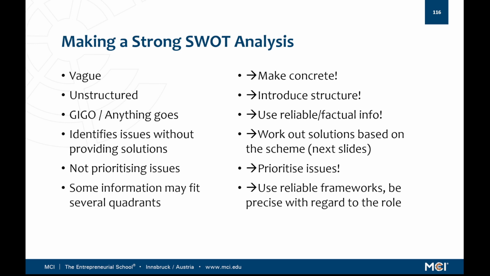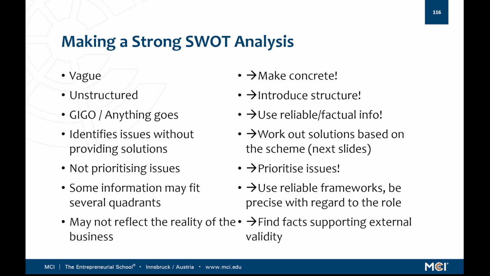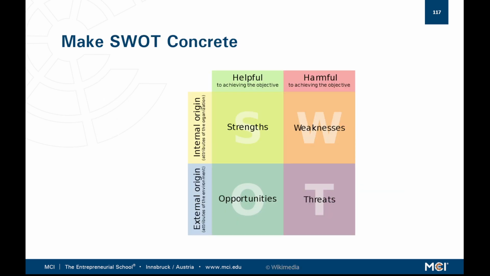And some information may fit several quadrants. That's why you need to use reliable frameworks that will be precise regarding the role of a certain item that you have picked. And finally, find facts supporting external validity, and it is very seldom that students or practitioners do something like this. That's why stay with me for the next slides to find out how to actually do it.